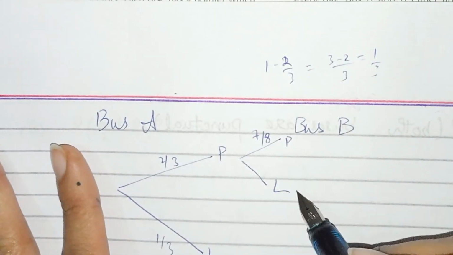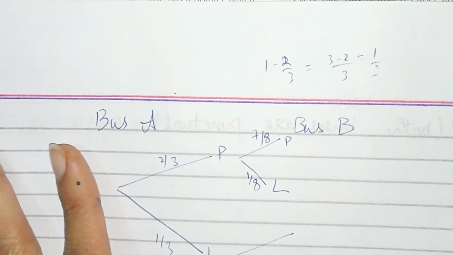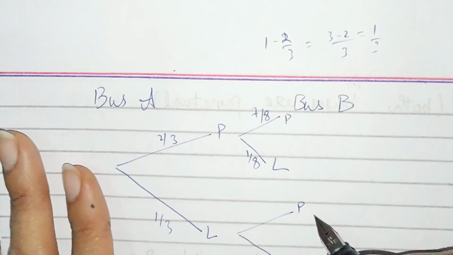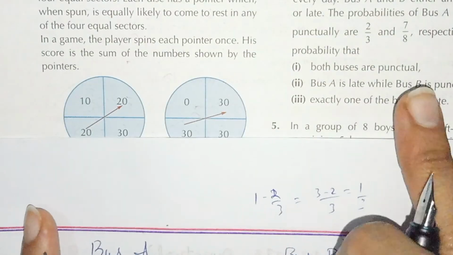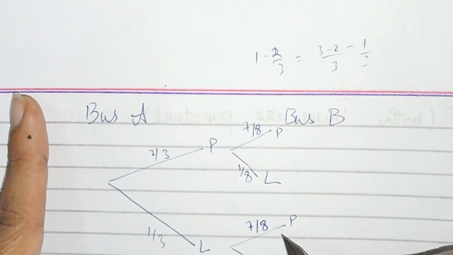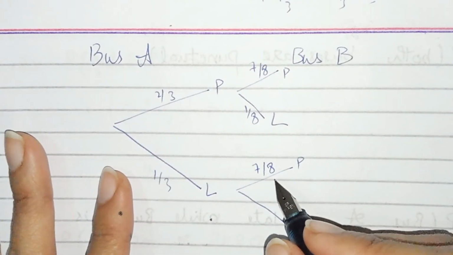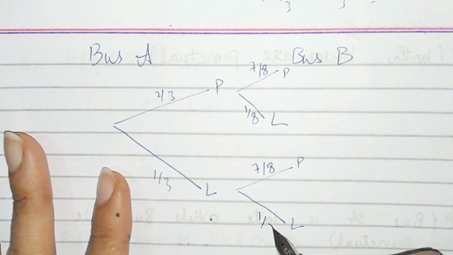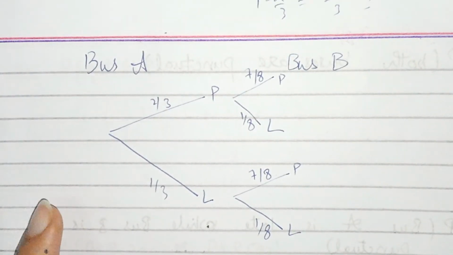Again, the probability of bus B being late is 1 by 8. And now, P is for punctual and L is for late. The probability given to us for bus B being punctual is 7 by 8, and late is, subtracting from 1, 1 by 8. Now students, this is our tree diagram.